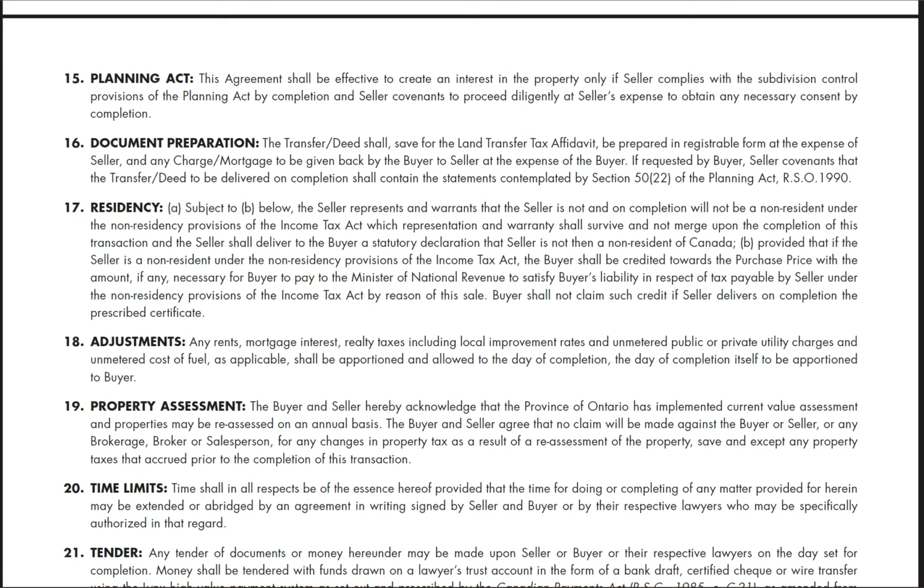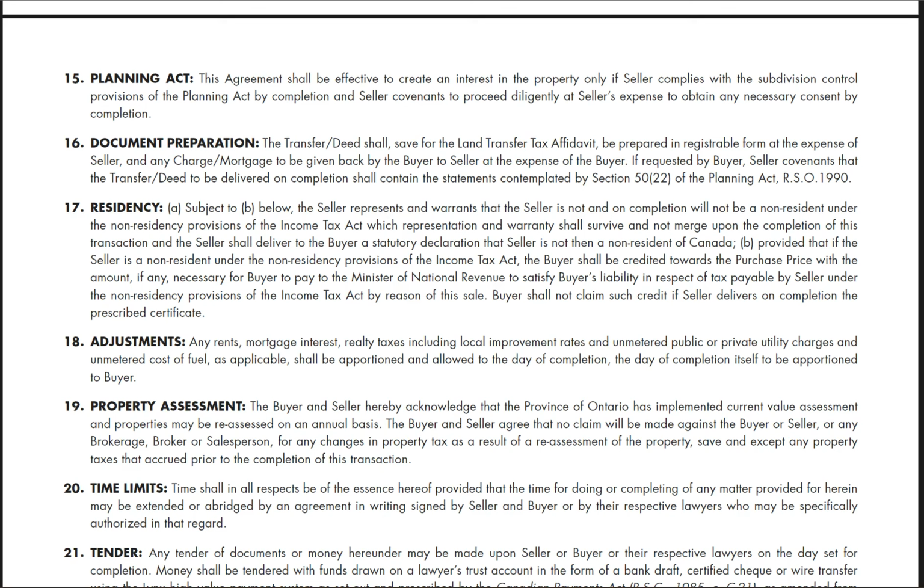So another example is if the property taxes were $3,600 and the seller hasn't paid any of the property taxes, well, then the seller must pay their share up until the closing date. So the buyer pays the remainder after closing date. So that's something to be aware of as well.